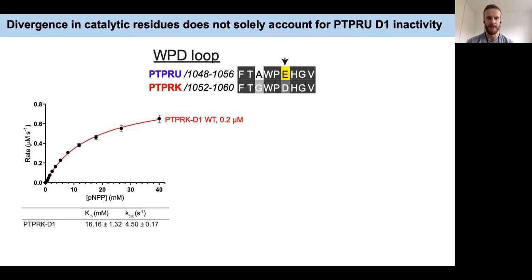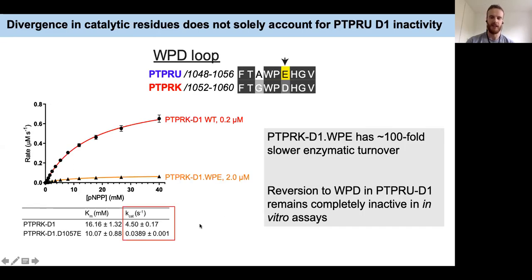So instead, we first assessed the enzyme kinetics of the active PTPRK D1, and then backmutated in this substitution. So we put the WPE into PTPRK. And what we see is that it does drastically reduce its enzymatic abilities. It's about 100-fold slower in its turnover, but it does still have measurable activity, which we can't see for PTPRU. You can't do these assays with PTPRU because you just get no absorbance at all. And then also key, we can try the same thing: we can put the WPD back into PTPRU, but it remains completely inactive. So it seems like this substitution couldn't solely account for PTPRU's inactivity.